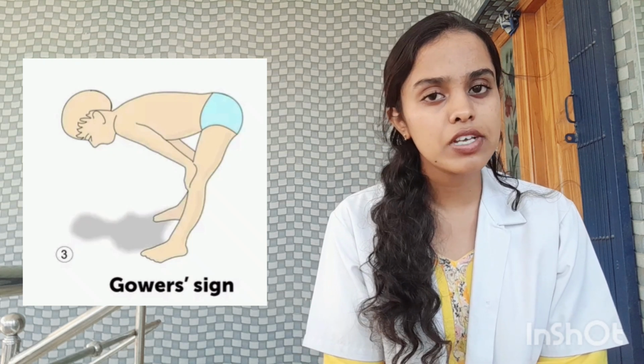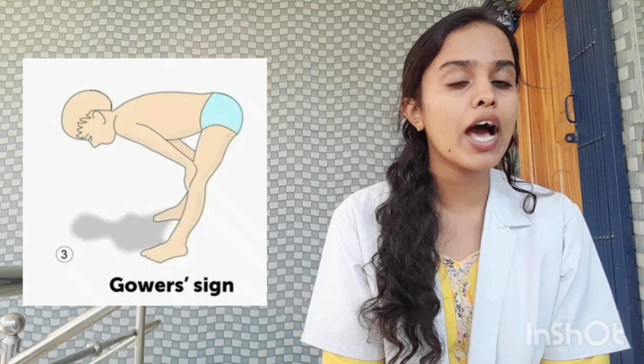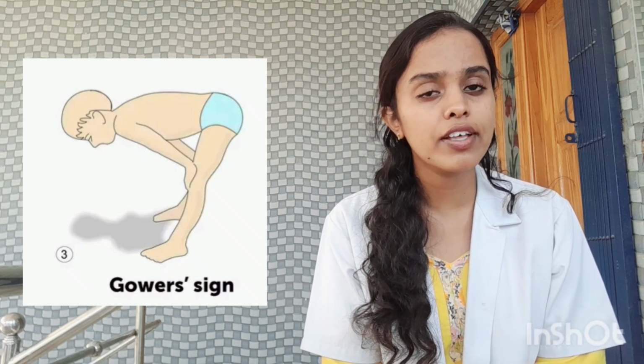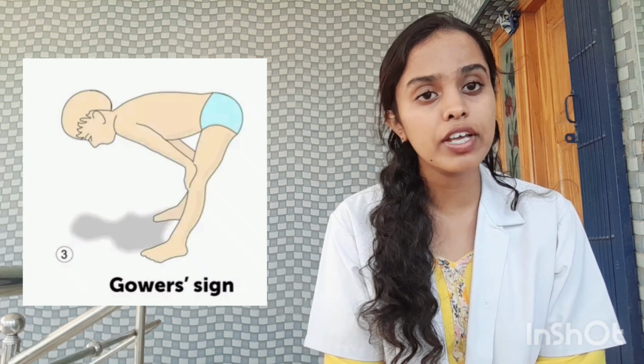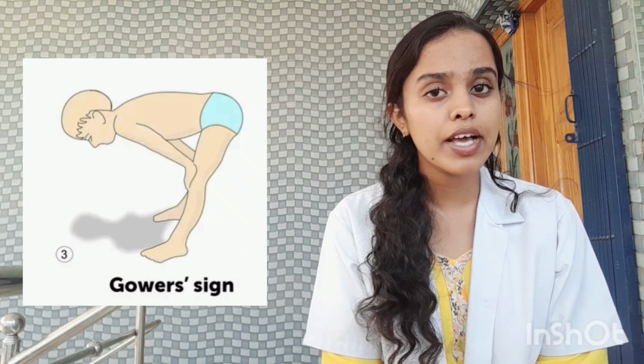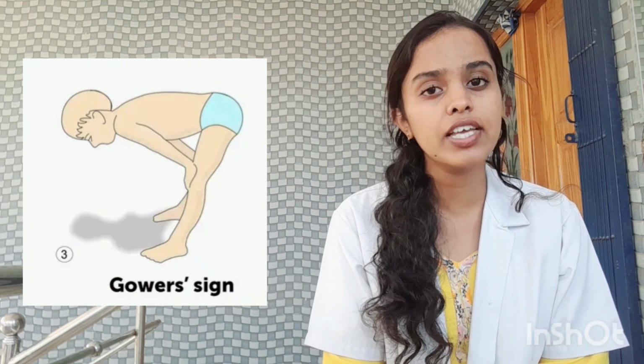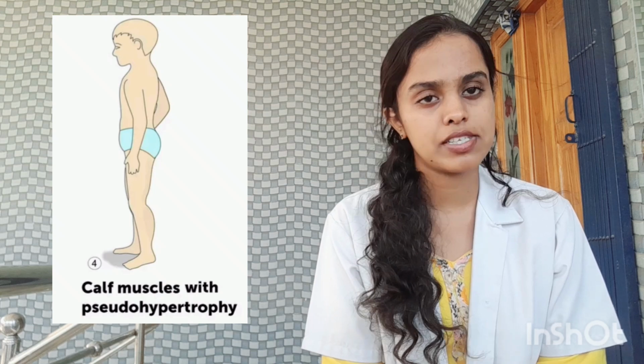When we ask the patient to get up from the floor or get up from a chair, they tend to give support with their own hands on their body to get up, because their proximal muscles are so weak that they cannot perform this activity independently. Another symptom which makes it clearer that this is Duchenne muscular dystrophy is the pseudo hypertrophy of muscle.